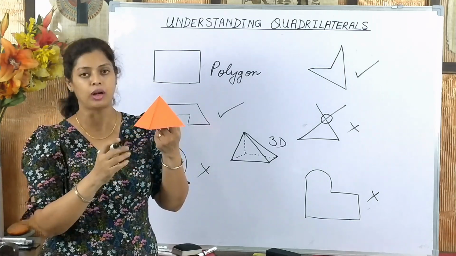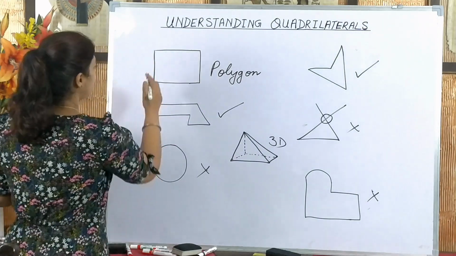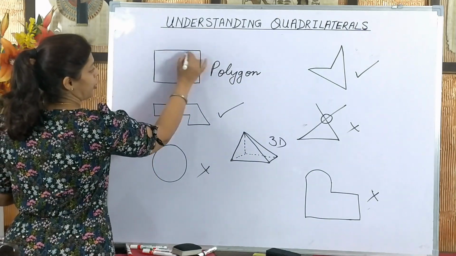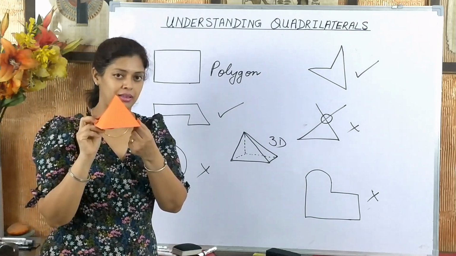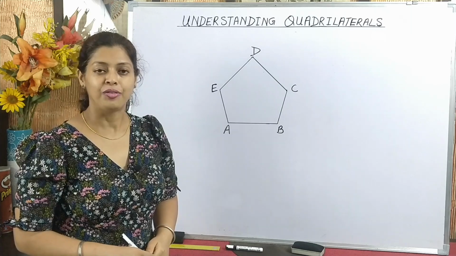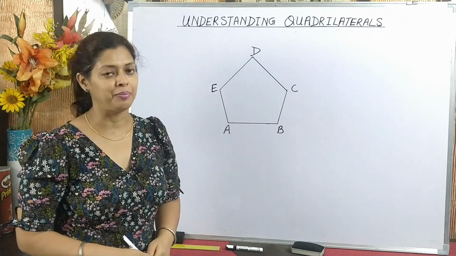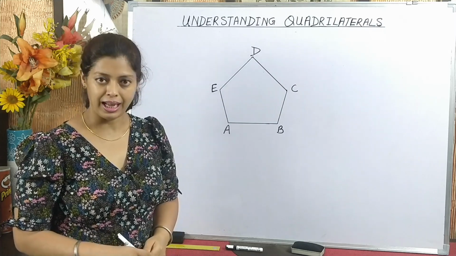We can go in and out. In 2D shapes we can move up or down or left or right. We cannot go in and out like in this. So this is not a polygon. Now firstly we need to know the three parts that make up all polygons. They are the sides, the vertices and the angles.